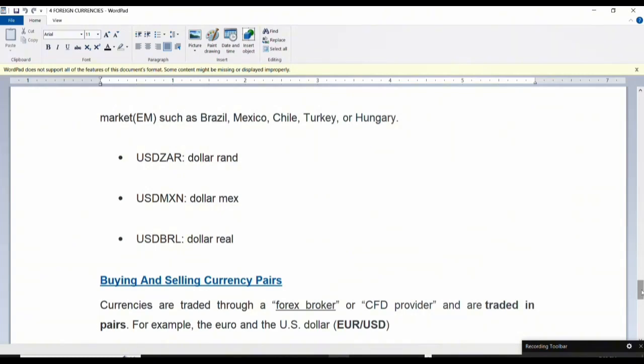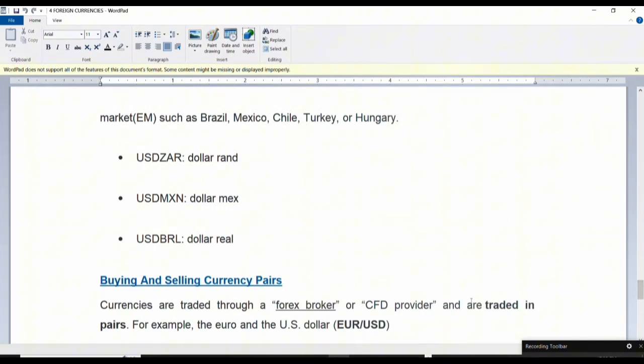What about the exotic? The exotic pair must contain one major currency, which could be the United States dollar, and a currency that belongs to a country that falls under the category of an emerging market. So that is the difference between those three categories of currencies.